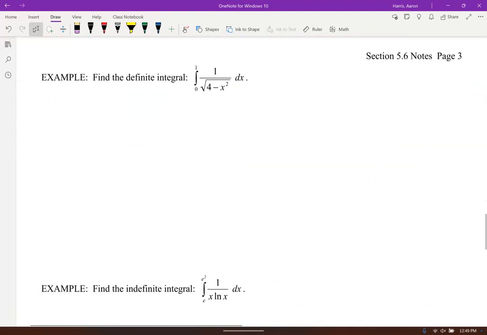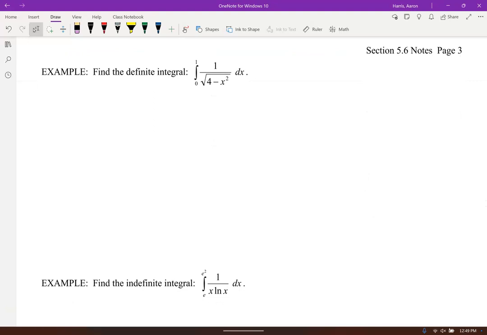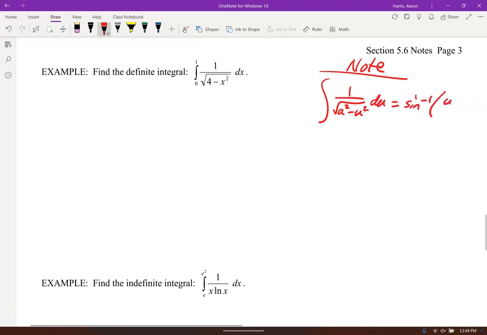Now this next one, hopefully you're looking at that thinking, well, if I let u be 4 minus x squared, I got a negative 2x. I don't have any x here, so hopefully you're going to your reference sheet at this point and you're noting that you have this formula, 1 over the square root of a squared minus u squared, that it'll fit. And this is the arc sine of u over a plus a constant. Okay? So that's what we're going to use here to help us to solve this.